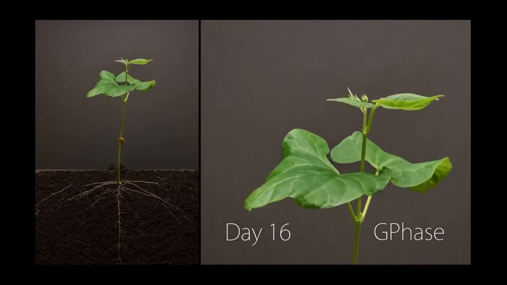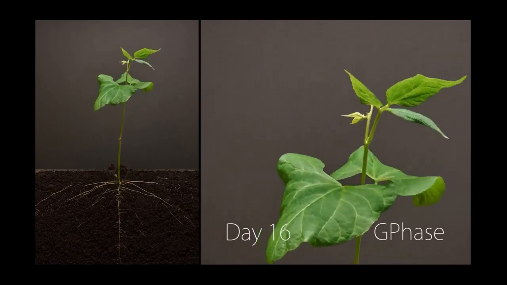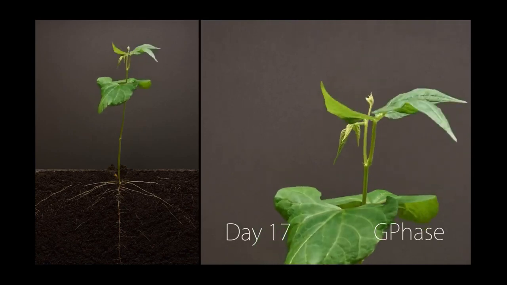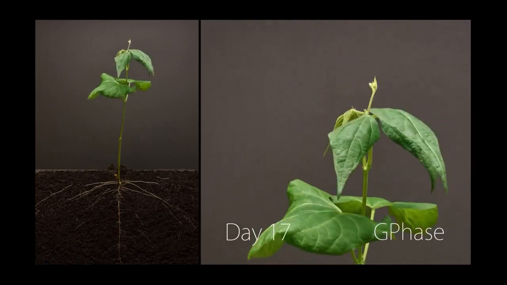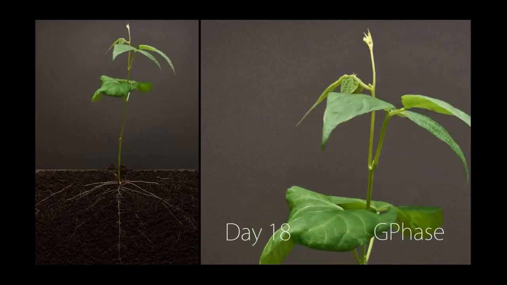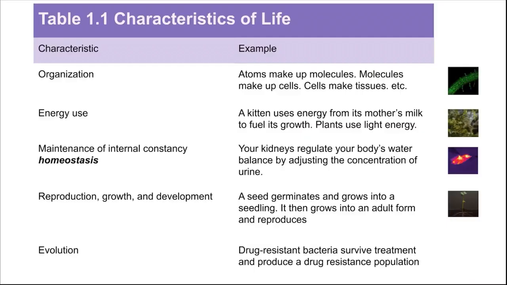And you can see that during the time we've looked at the seedling, this sped up footage, it's gone from just a single seed to two developed organ systems. You can see the root system developed, and you can also see a shoot system now developing.